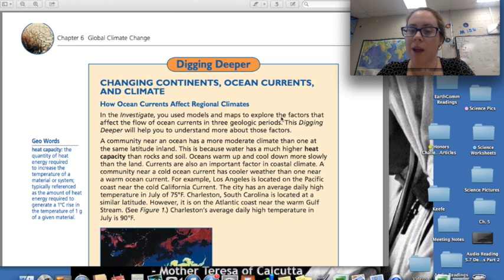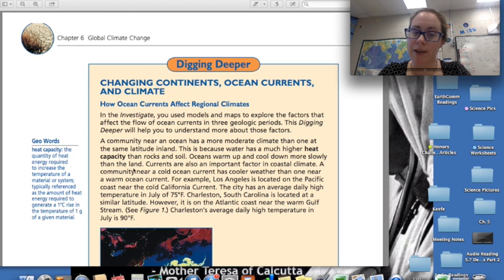In the Investigate, you used models and maps to explore the factors that affect the flow of ocean currents in 3 geologic periods. This digging deeper will help you understand more about those factors, and I will be posting a video about that. A community near an ocean has a more moderate climate than one at the same latitude inland.